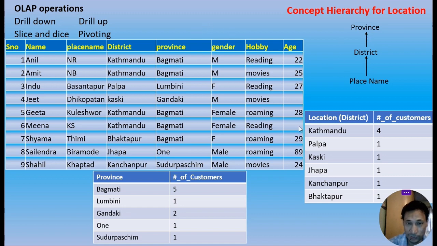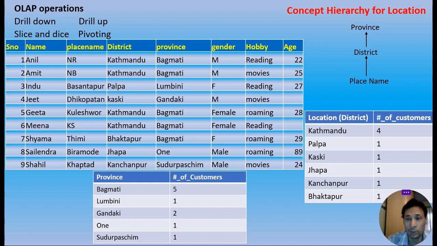In the reverse, we can take the data given by province to the lower level, because we can summarize the data by place name also. We can descend in the concept hierarchy from high level concepts to low level concepts. That process is called drill down. Drill down means we come down from the high level concept to the low level concepts.